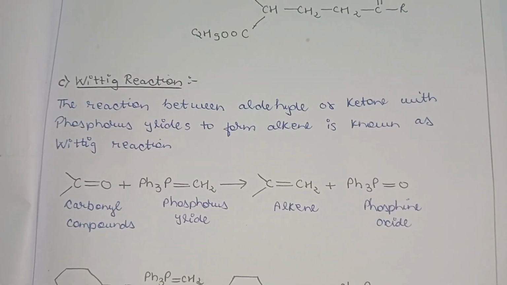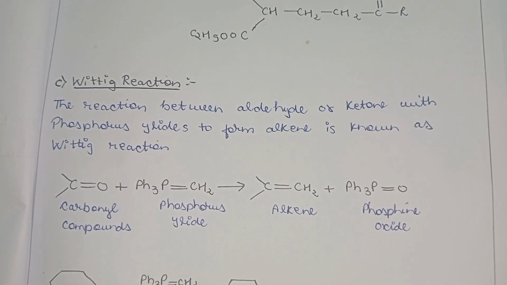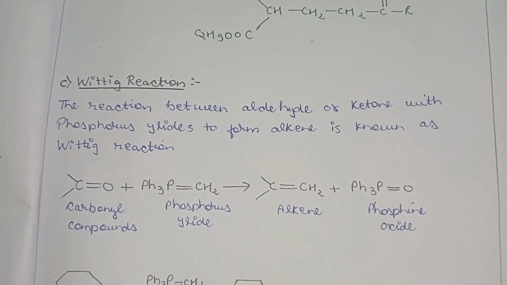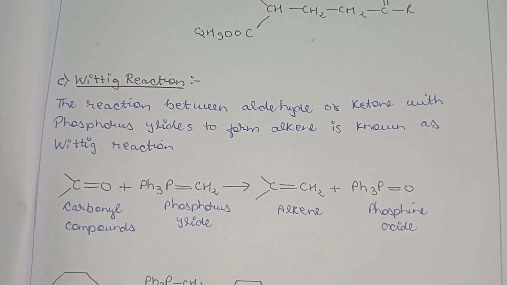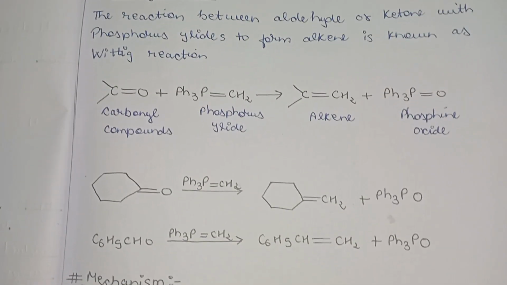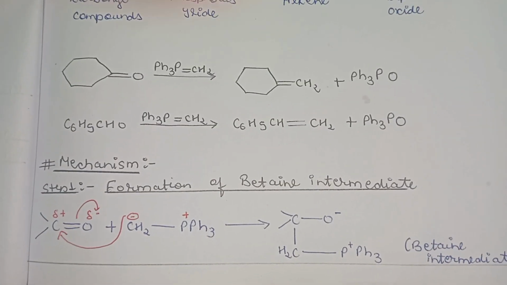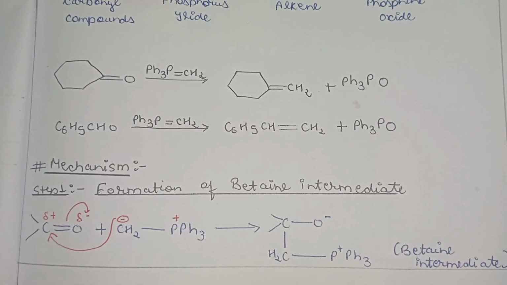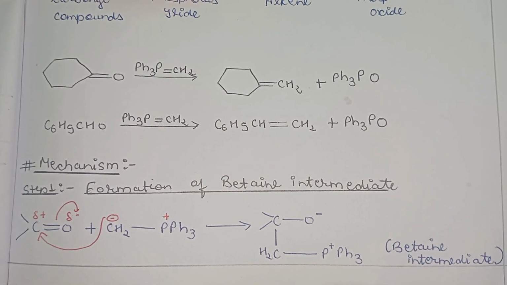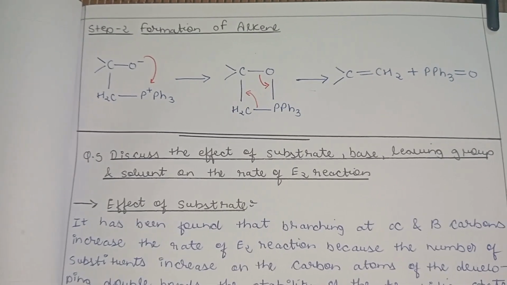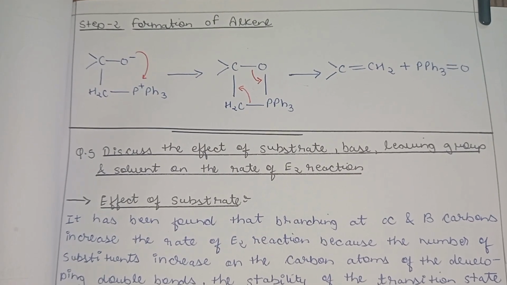Wittig reaction. The reaction between aldehyde or ketone with phosphorus ylides to form alkene is known as Wittig reaction. Mechanism of Wittig reaction. First step, formation of betaine intermediate. Second step, formation of alkene.